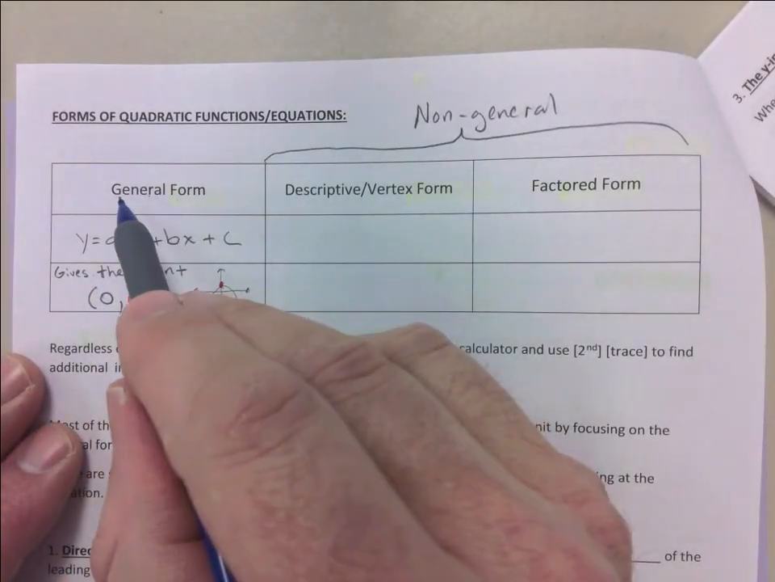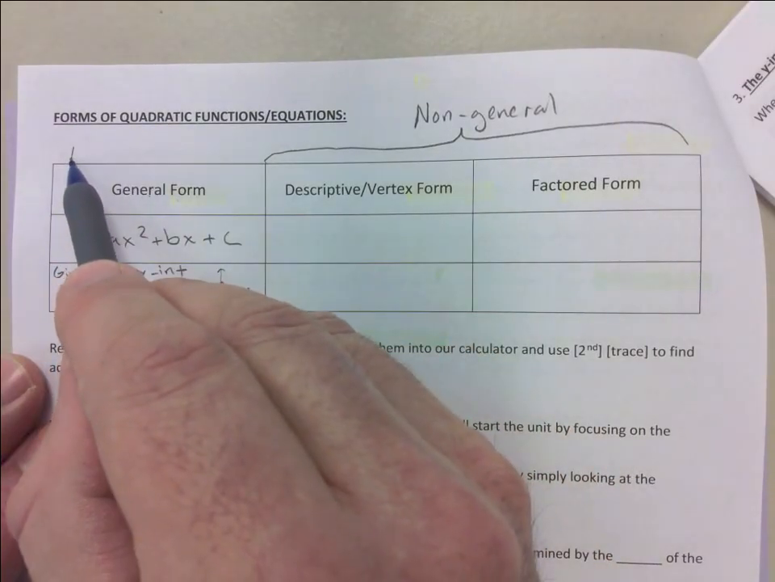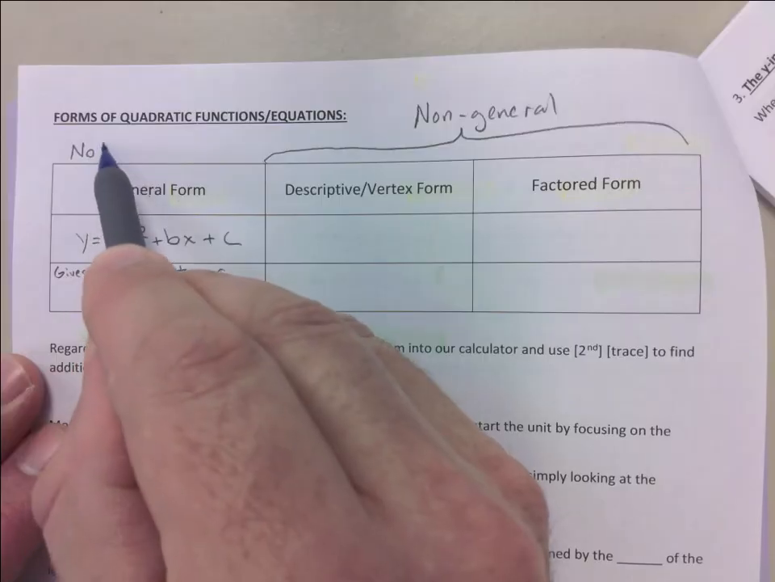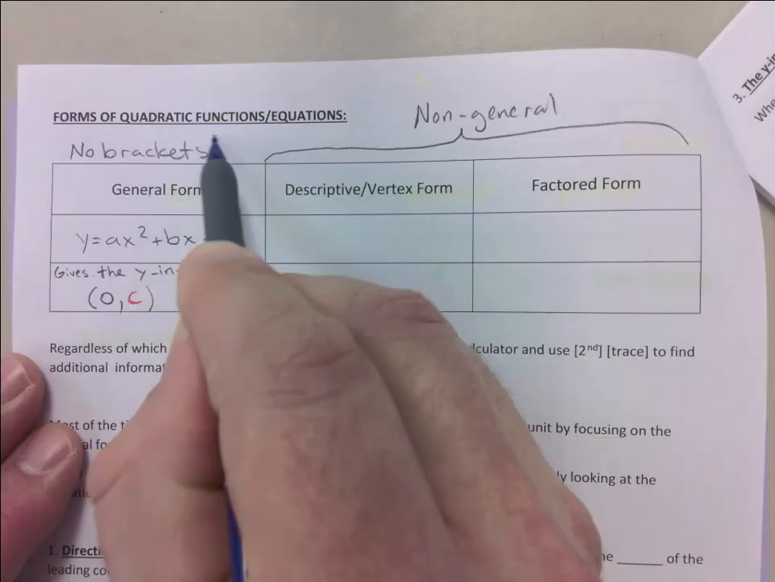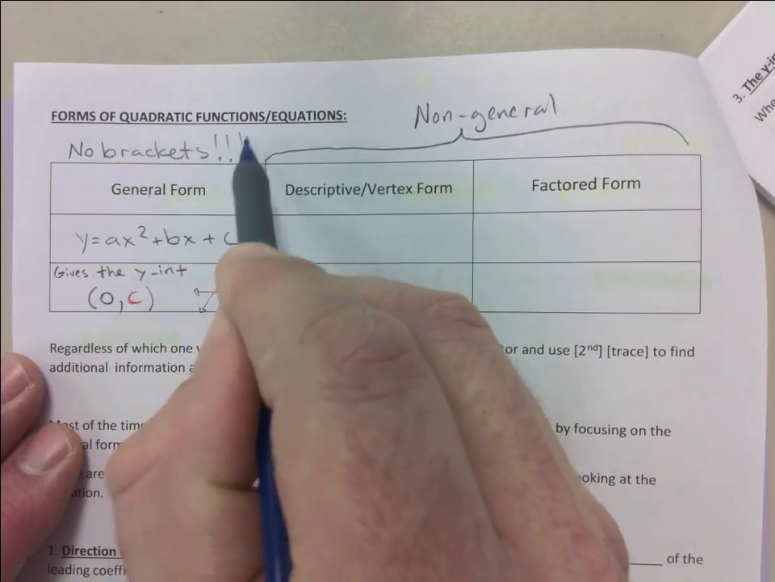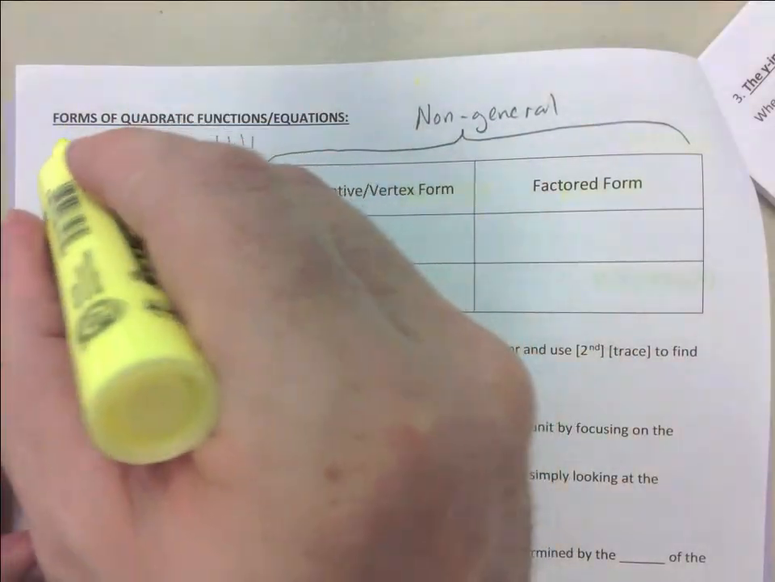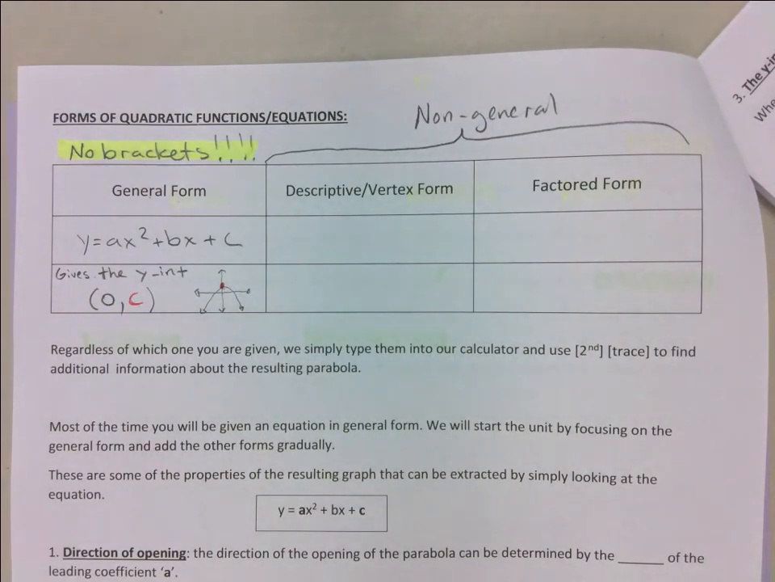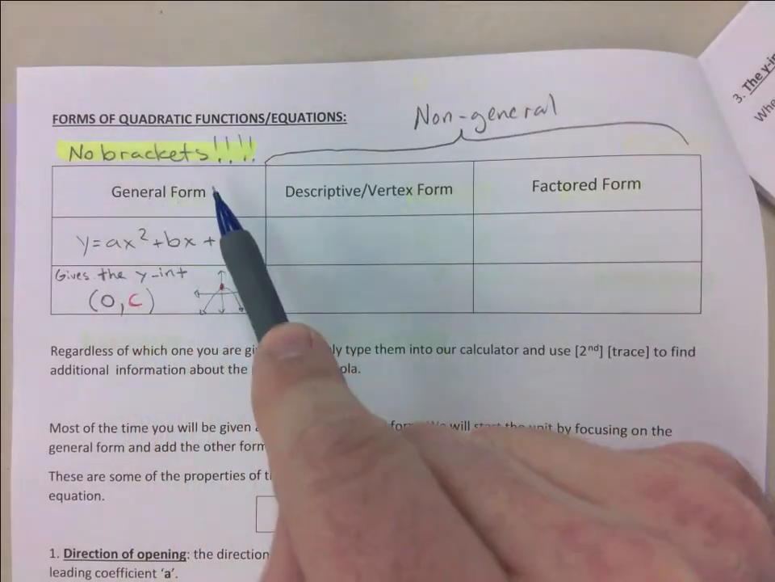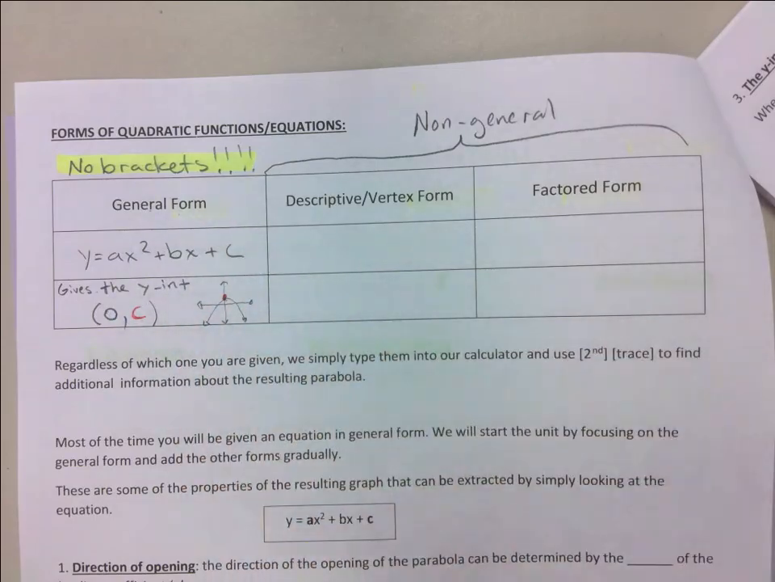One thing I need you to remember: how do you know this is in general form? Write this down at the very top. No brackets. And you will highlight that. Have a few exclamation marks, not too many. But you put 4 down. I know, I'm trying to be sarcastic there, but you know that it's in general form, but there are no brackets.